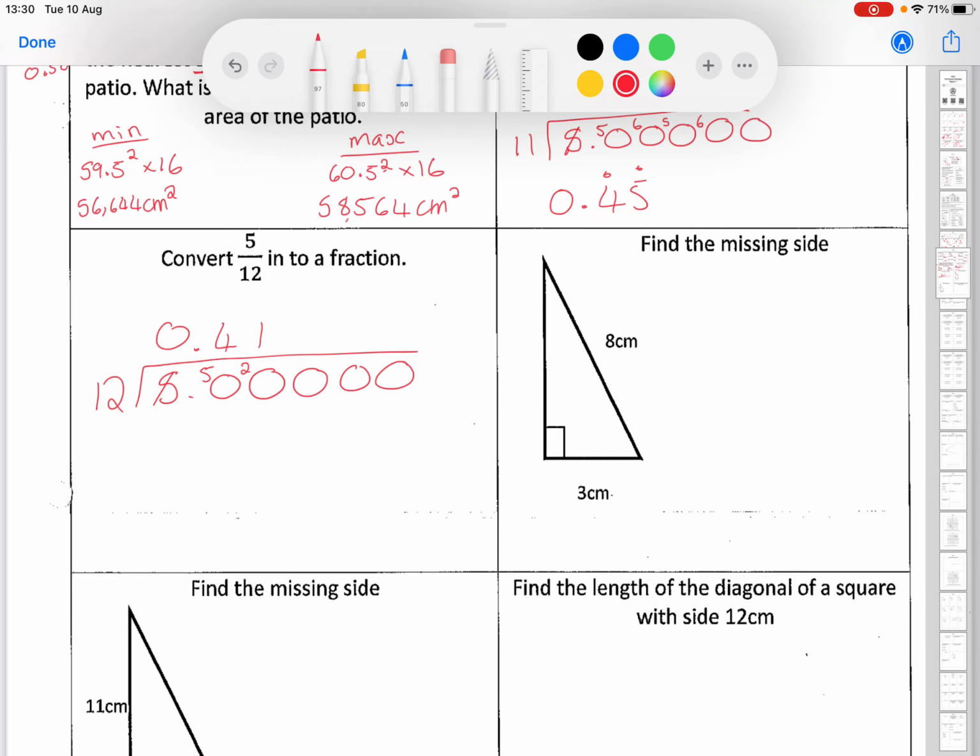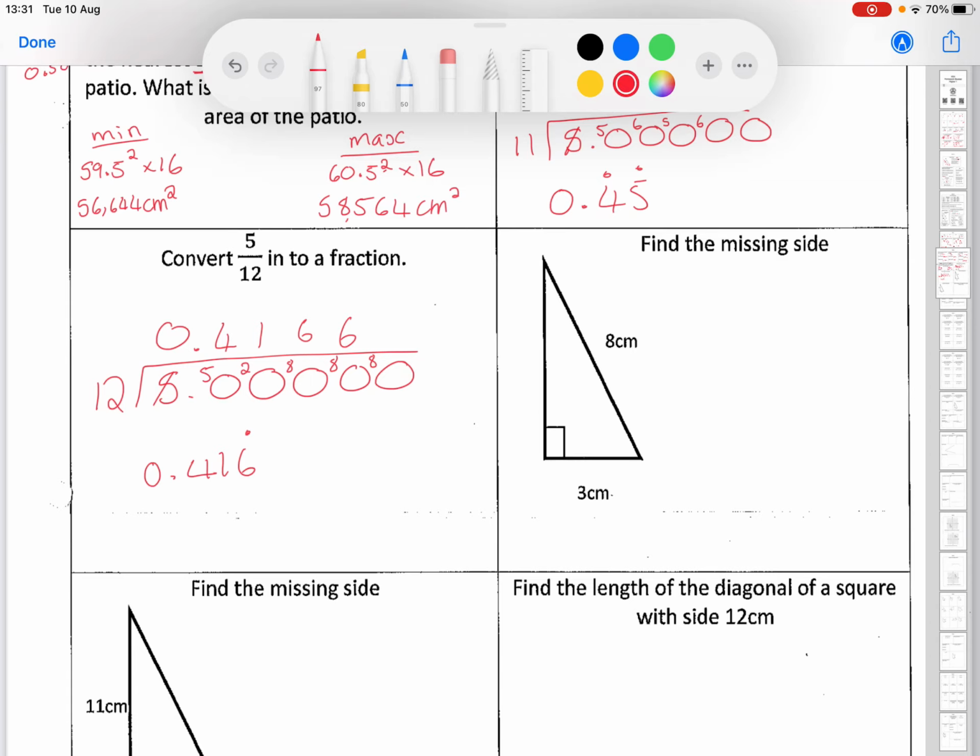How many times does 12 go into 20? It would only go in once, because 1 times 12 is 12. That would be a remainder of 8. How many times does 12 go into 8? That would be 6, because 6 12s is 72, so 72 with a remainder of 8. How many times does 12 go into 8? 6 with a remainder of 8, etc. So it's going to be 0.416 recurring. Just that 6 is recurring.